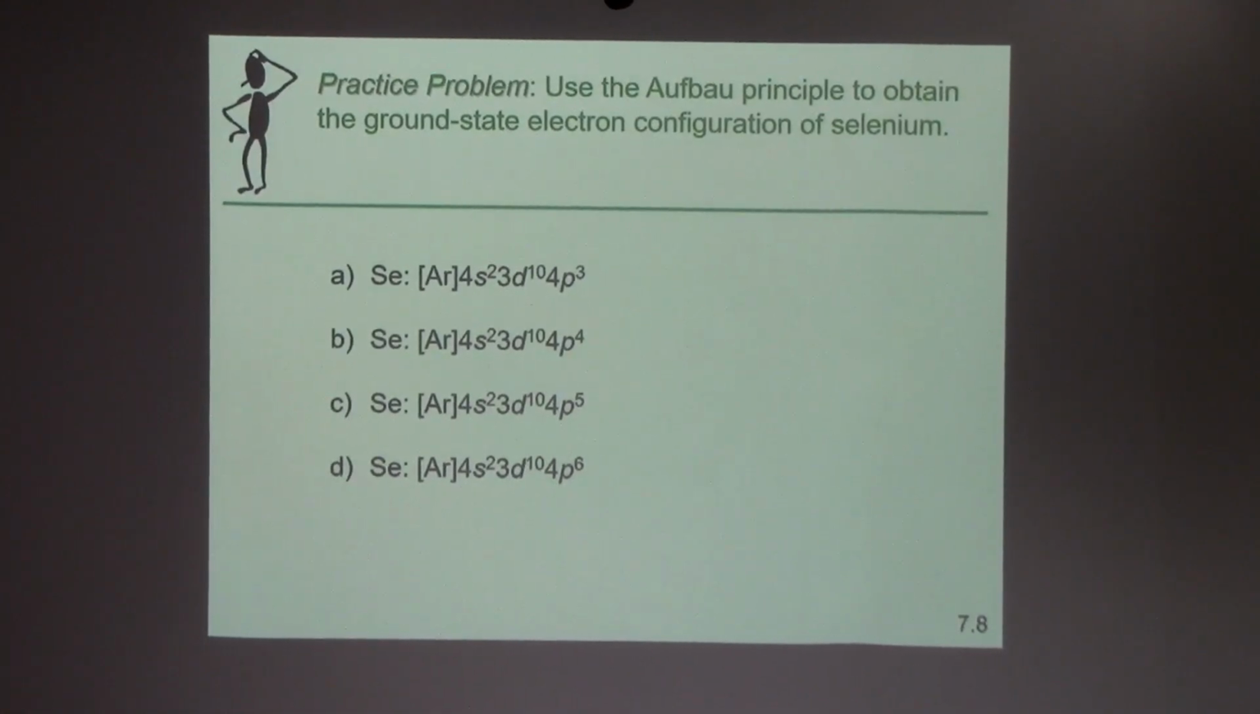This is a practice problem: use the Aufbau principle to obtain the ground state electron configuration of selenium. And the answer is what? Where is selenium? Yes, it will be B: argon in brackets, 4s2, 3d10, and 4p4.